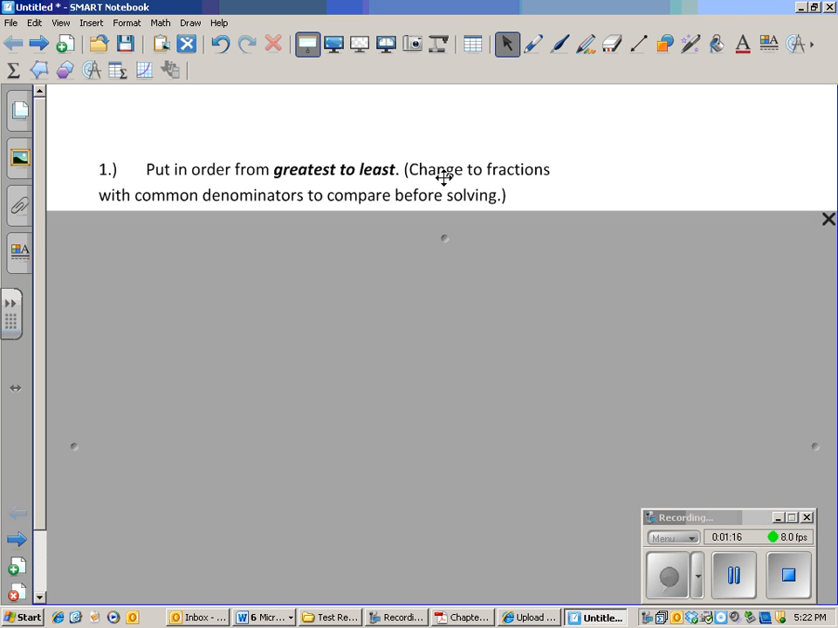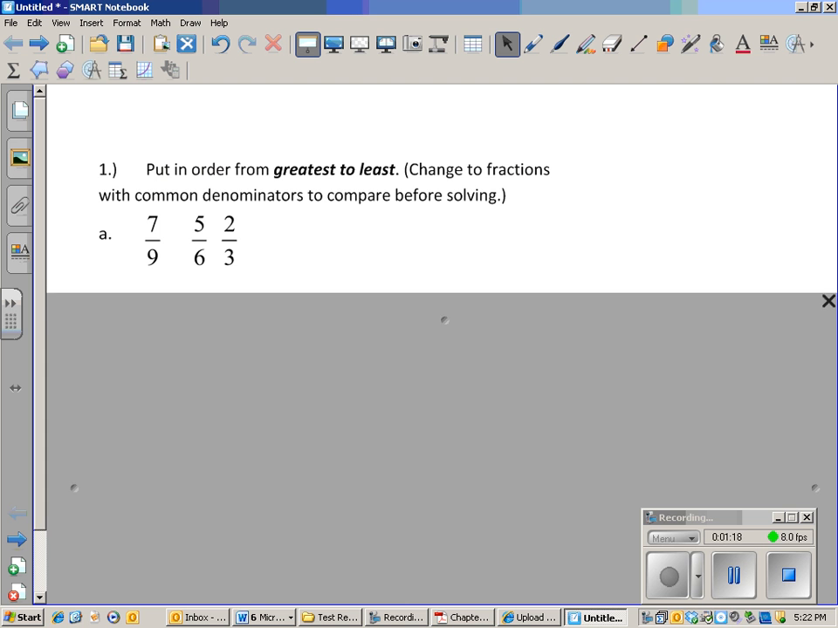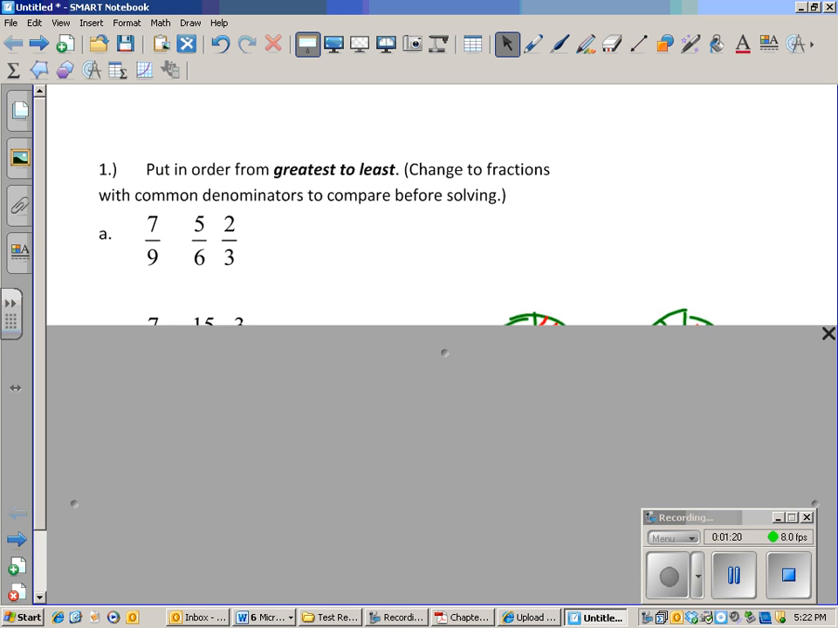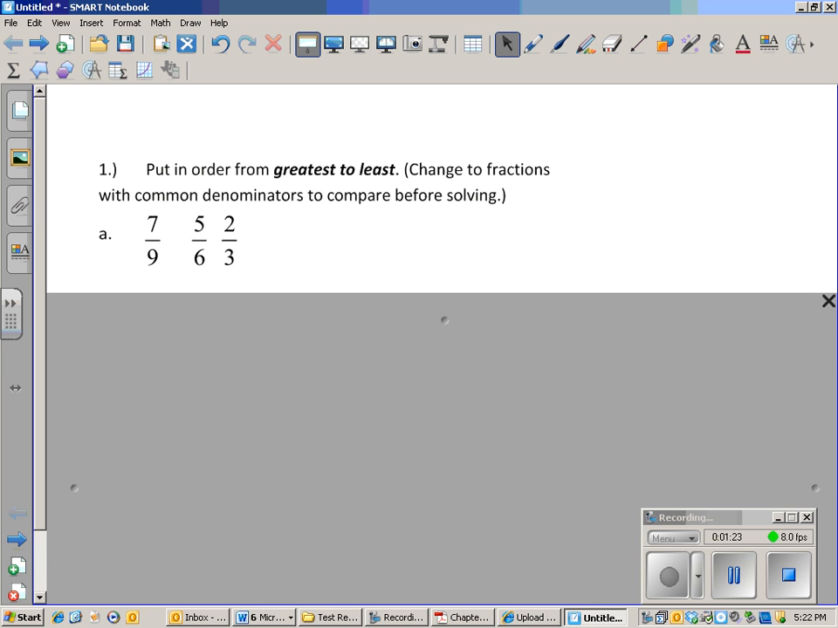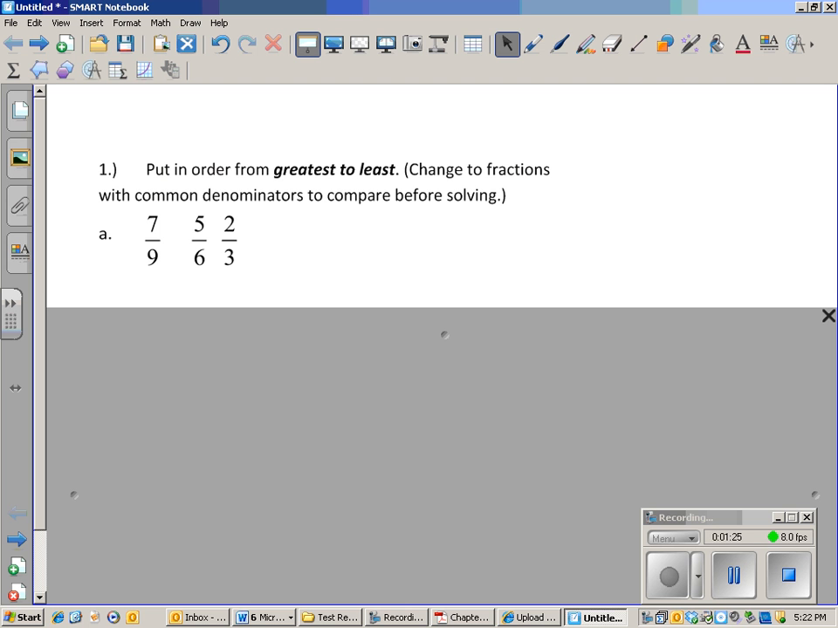Now let me just show you something real quickly also, and then I'm going to let you get on to your test. Real quickly, just a quick example of ordering fractions from least to greatest or greatest to least. If they have different denominators, you know that you need common denominators. So in this case, I've got 7/9, 5/6, and 2/3, and I need a common denominator. So I'm going to look at each of these denominators, and I'm going to find a common multiple, a number that they all can go into.